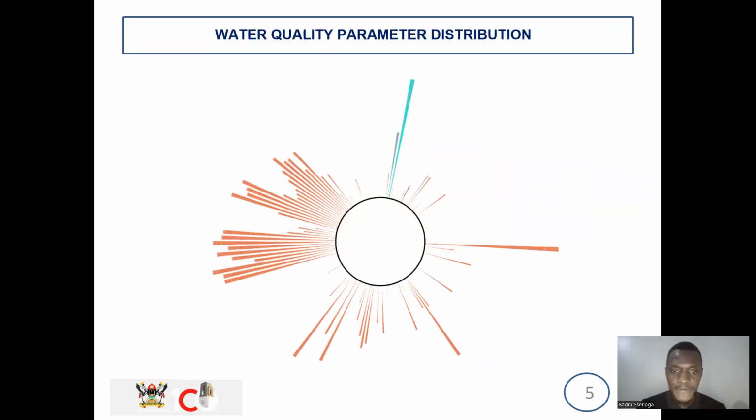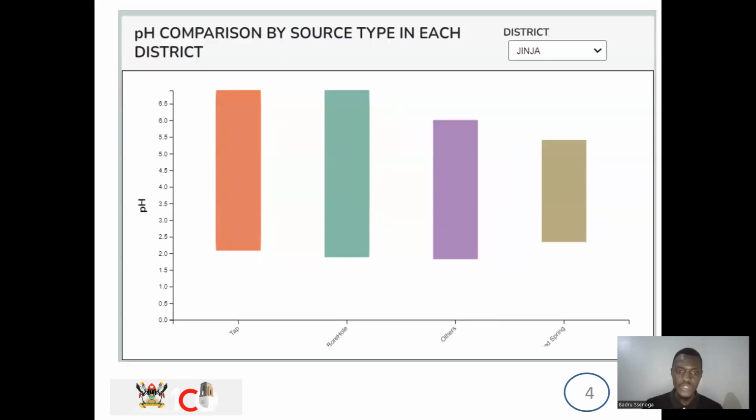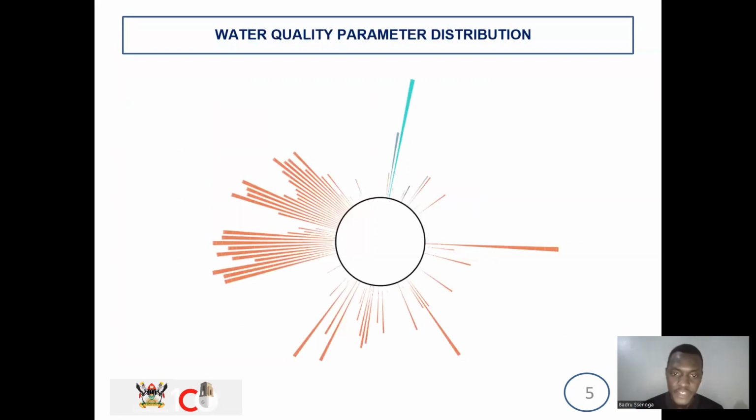Another visualization I looked at is what we call the candlestick chart, and it helps us to get the range for the pH. Then there is a radial chart which helps us visualize the different parameters that we talked about.